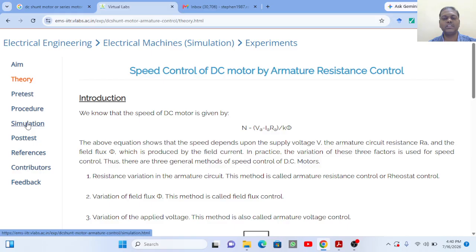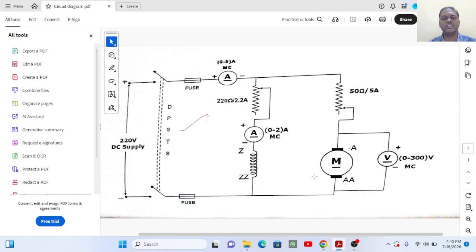Before that, we are going to discuss the circuit diagram of speed control of a DC motor. This is the circuit diagram. We have a 220 volt DC supply connected to the field winding Z and ZZ and also connected to the armature winding A and AA. Across that armature winding we have a voltmeter, and we also have field resistance and armature resistance. This is the circuit diagram for speed control by armature resistance control method and field control method. Now we are going to do it by online mode.